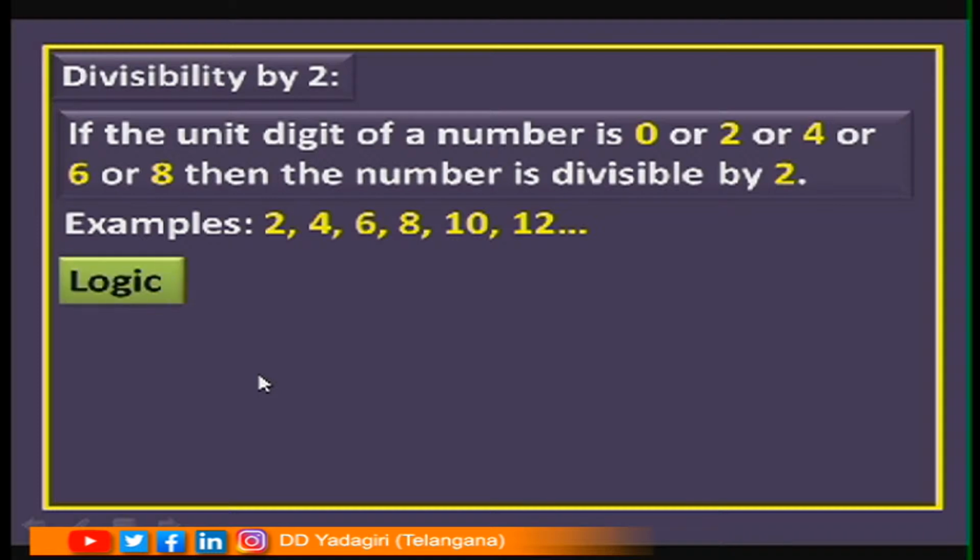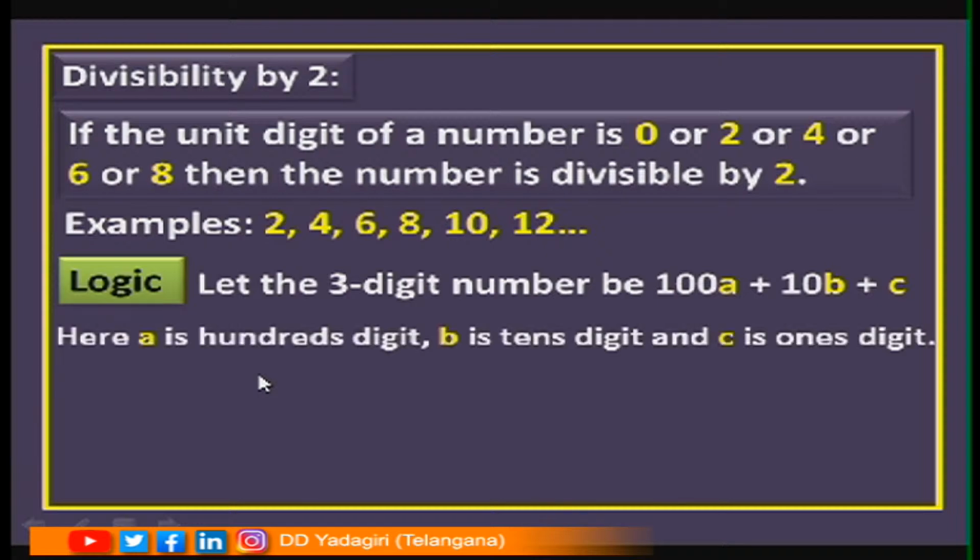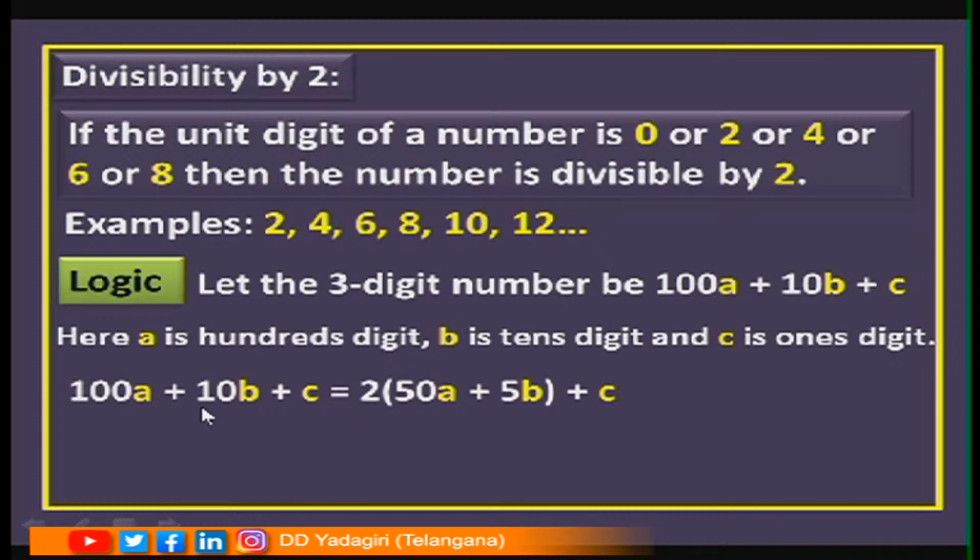Let us understand the logic once again. We have taken the 3-digit number 100A plus 10B plus C. Already we have seen A is the hundreds digit, B is tens, and C is the ones digit. Now, in these two terms, I am going to take 2 as a common factor. What is left here? 50A, and from 10 I have taken 2 common, so I get 5B. So, I get 2 into (50A plus 5B) plus C.